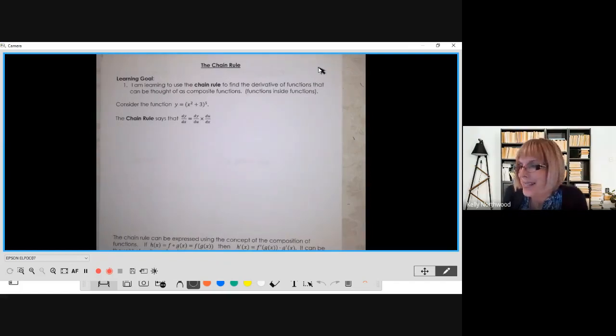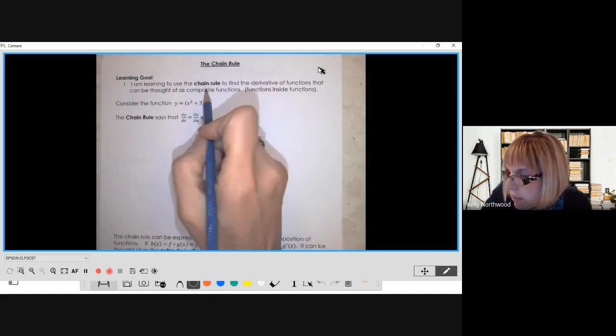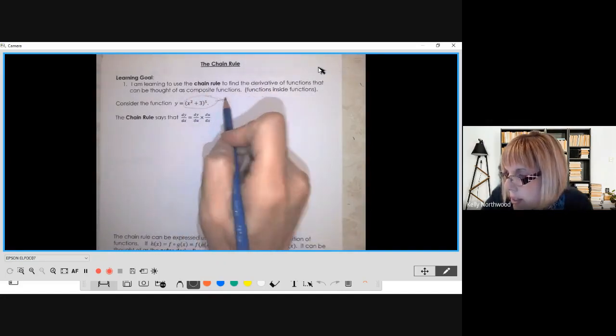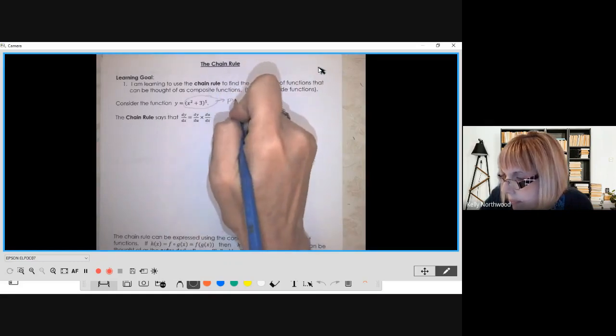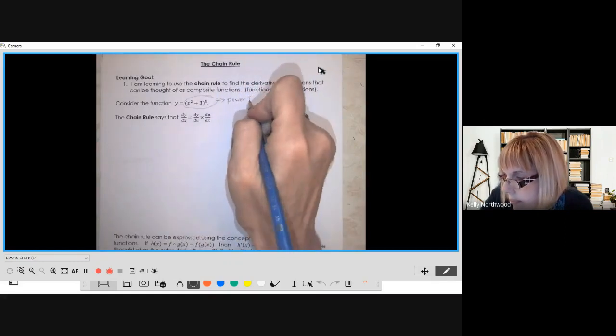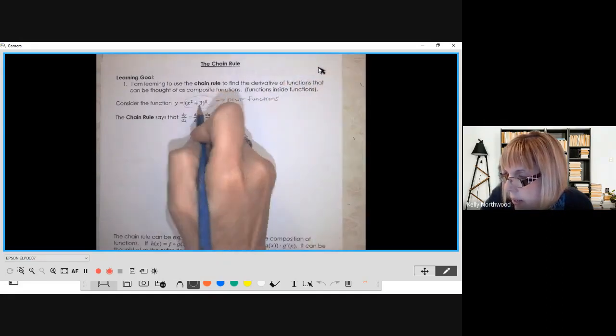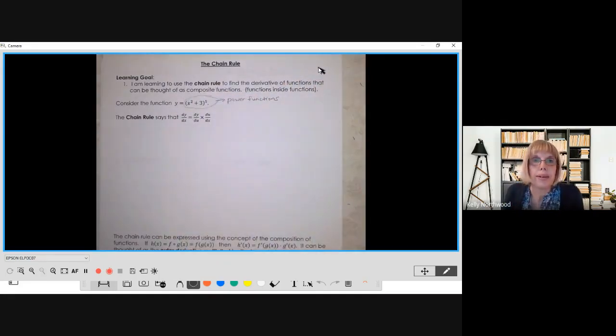All right, so this is a really great rule, the chain rule. It's the most powerful one you're going to learn. And we're going to learn it to find the derivative of functions that can be thought of as composite functions, but really the big name for them would be power functions. If you look at it, you can see we've got a function raised to a power.